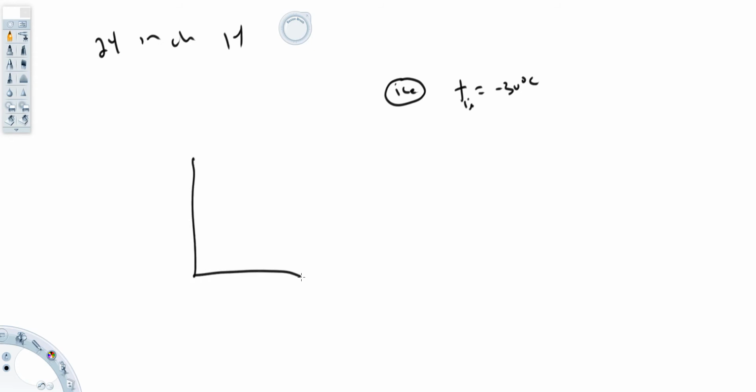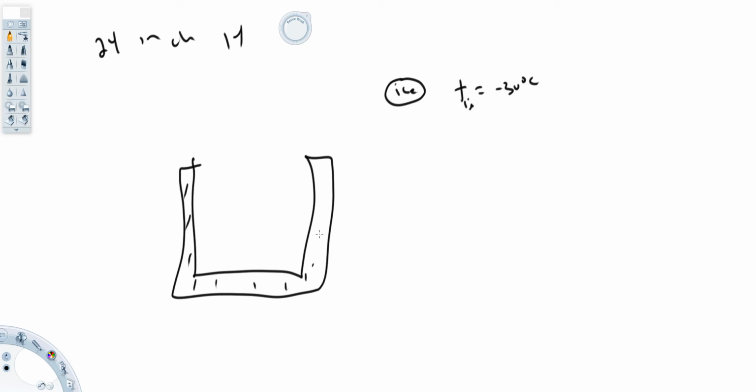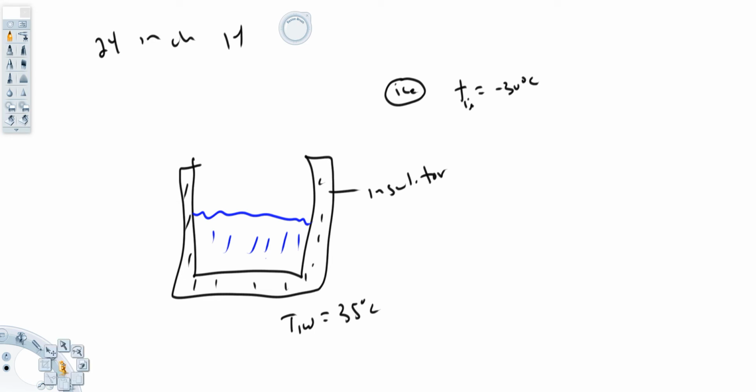So, all right, let's draw a picture here. We have our container. And it's very important to note that this is an insulator. And that means that it's not going to absorb any energy. This container has some water in it. The T1 for the water is 35 degrees C. All right, so when the ice gets plopped into the water, bloop. We're going to have a heat transfer now from the water to the ice.